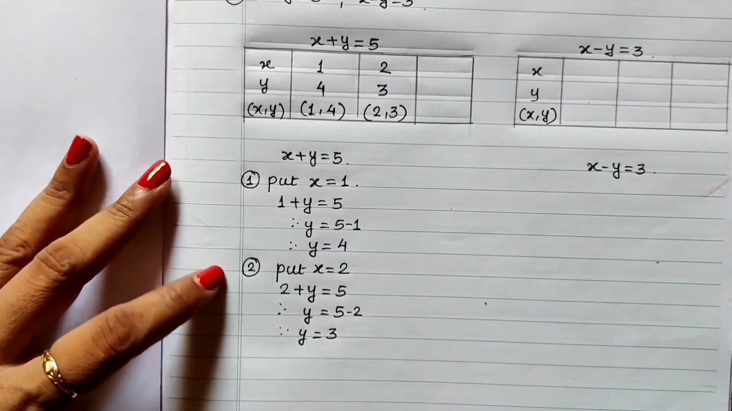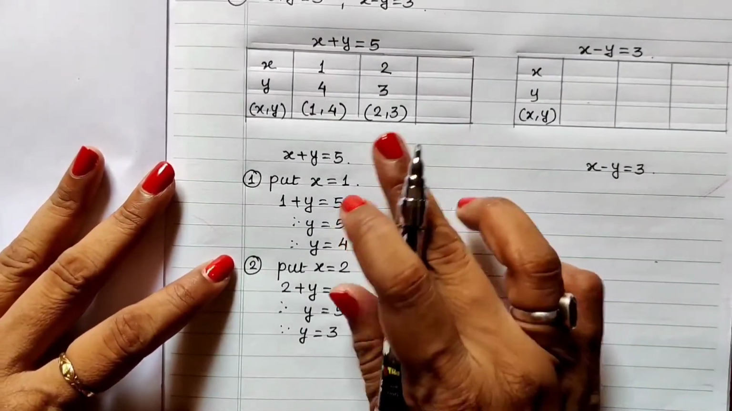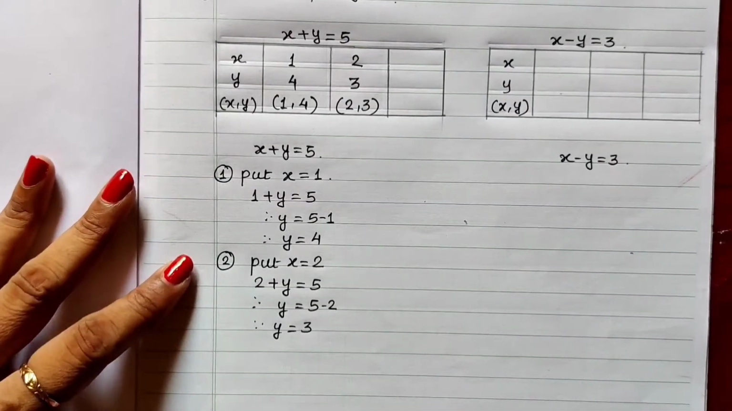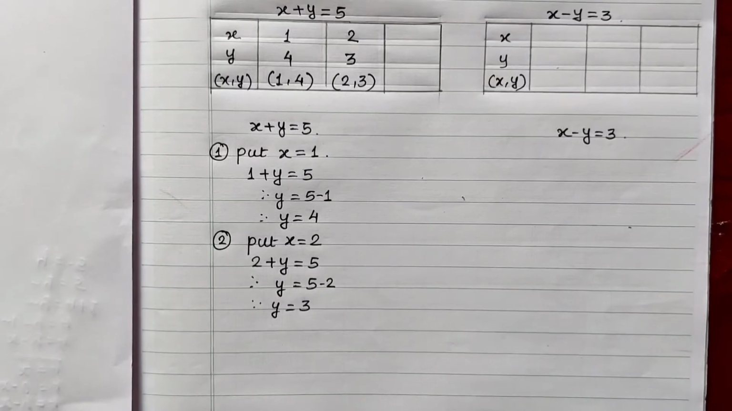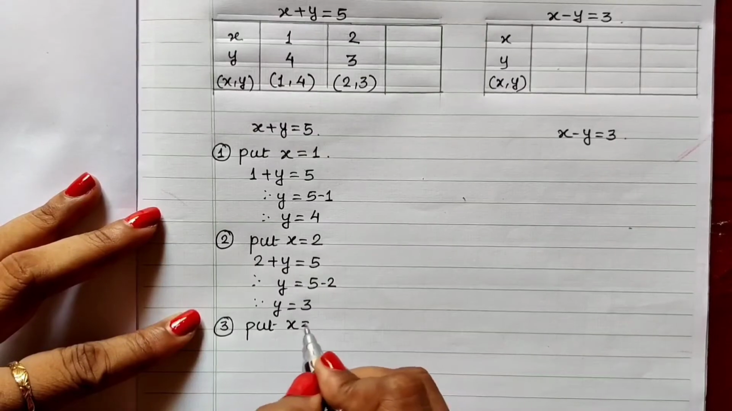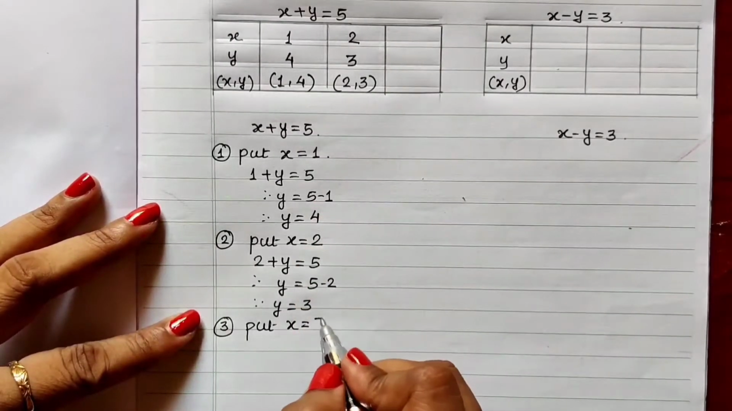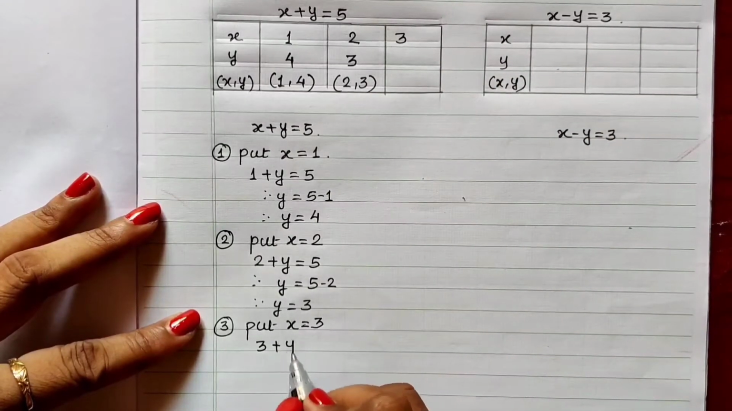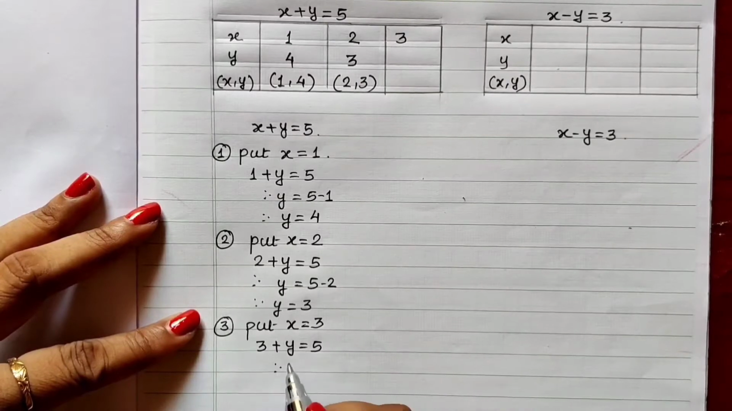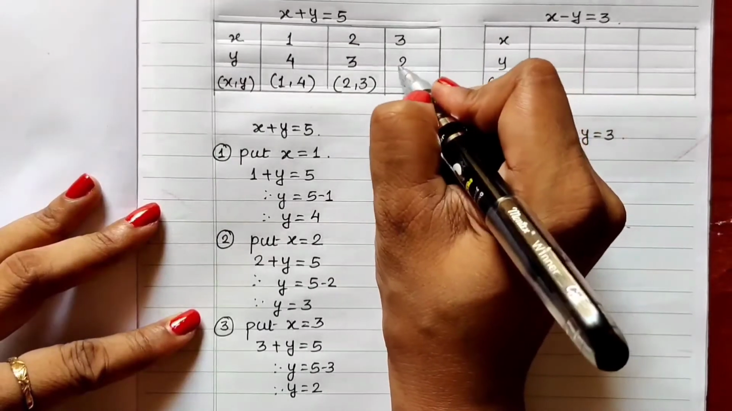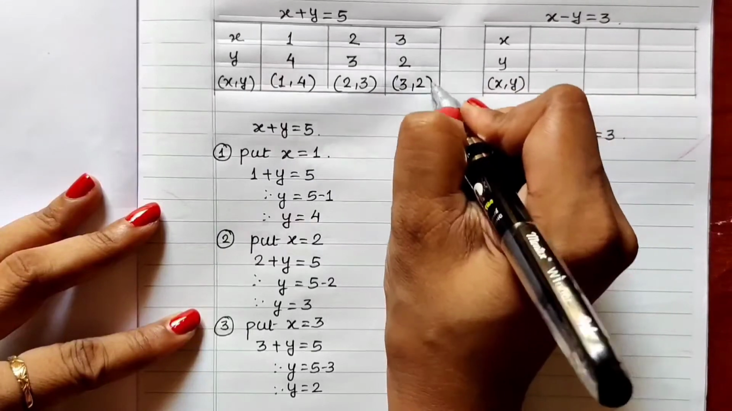Now let us take one more value. I advise you all to take 4 values, but I am taking 3 values. So let us take the third value now. Put x is equal to 3. When we put x is equal to 3, 3 plus y is equal to 5. Therefore y is equal to 5 minus 3, and y is equal to 2. So for x is equal to 3, y will be 2. The coordinates are 3, 2.